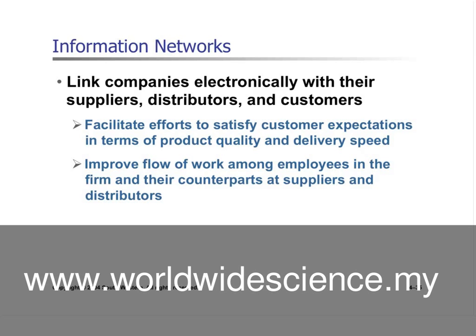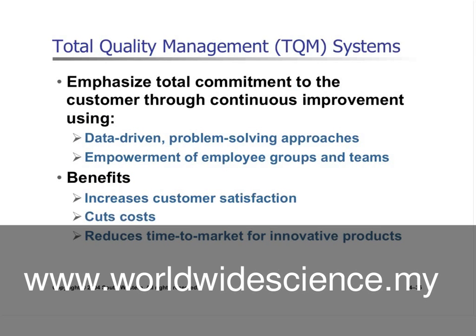Okay. So we have total quality management systems. We talked about total quality management, and a good example, as I mentioned, was General Electric. As I said, they are continuously improving their total quality. What we mean exactly by that is we emphasize total commitment to the customer through continuous improvement. So you are continuously improving your products or services as you go along. And it's a data-driven problem-solving approach. So you have the data. It means that when you are improving your quality, you are doing it according to the facts, according to what is happening with your products. And then also you empower your employees, groups, and teams.